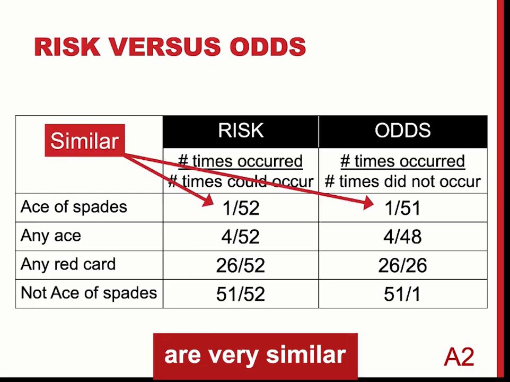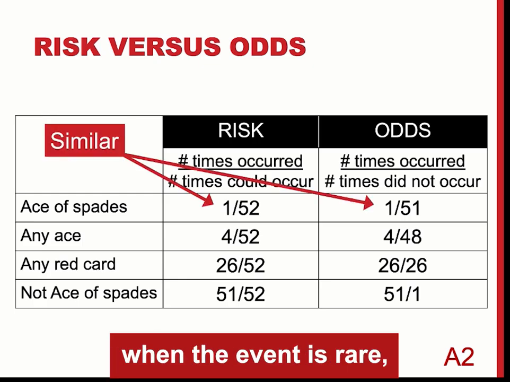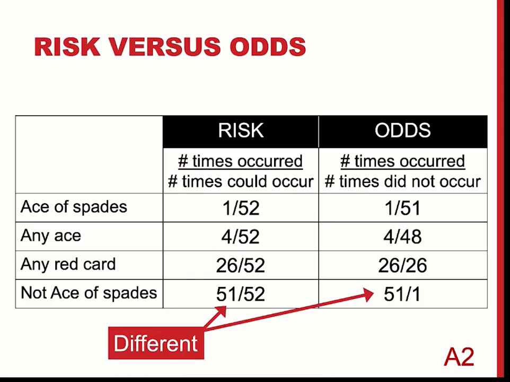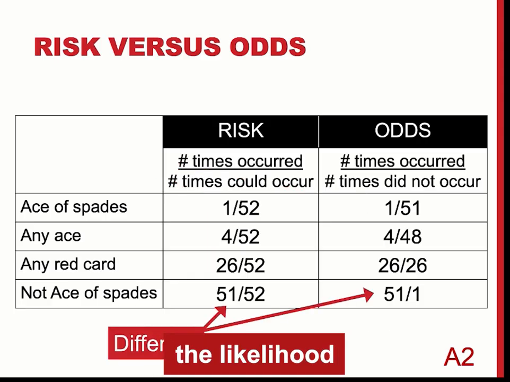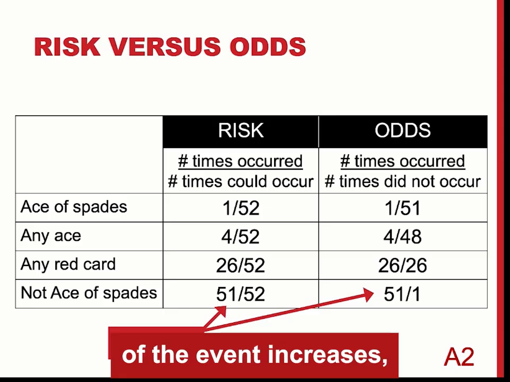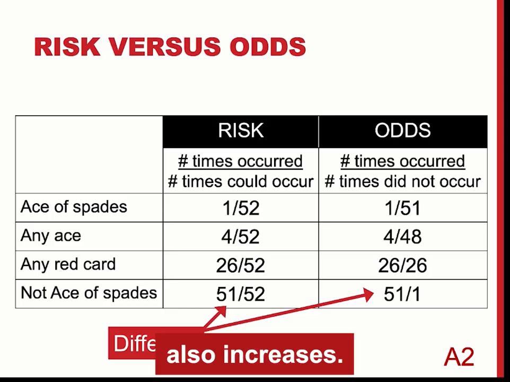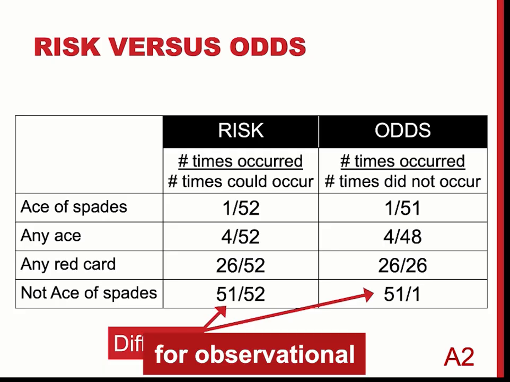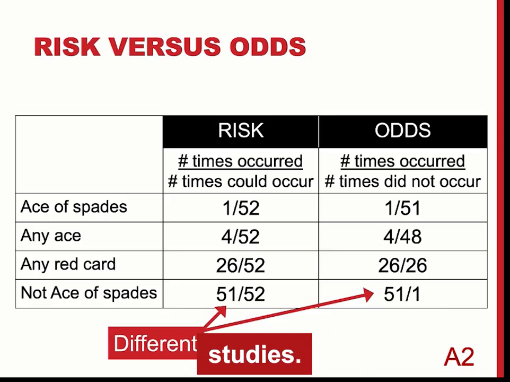Risk and odds are very similar when the event is rare, such as drawing the ace of spades from a deck of cards. As we move down the table, the likelihood of the event increases. As the likelihood of the event increases, the difference between risk and odds also increases. For interventional treatment studies, a risk is most commonly used. For observational studies, a risk is used for cohort studies and odds for case control studies.